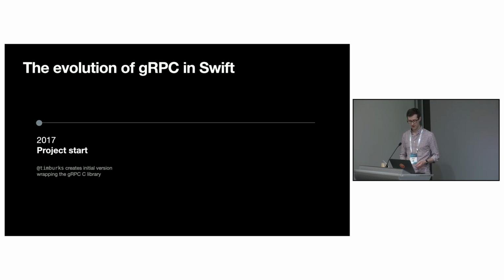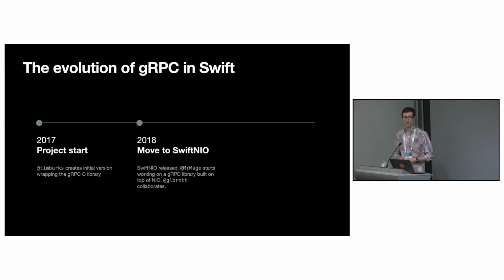We've spent the last 10 months redesigning gRPC for modern Swift. Let's take a step back and see how we arrived here. The project was started in 2017 by a Googler called Tim Burks. His approach was quite sensibly to wrap the gRPC core library and provide Swift APIs on top of that. This was done in conjunction with the open source community.